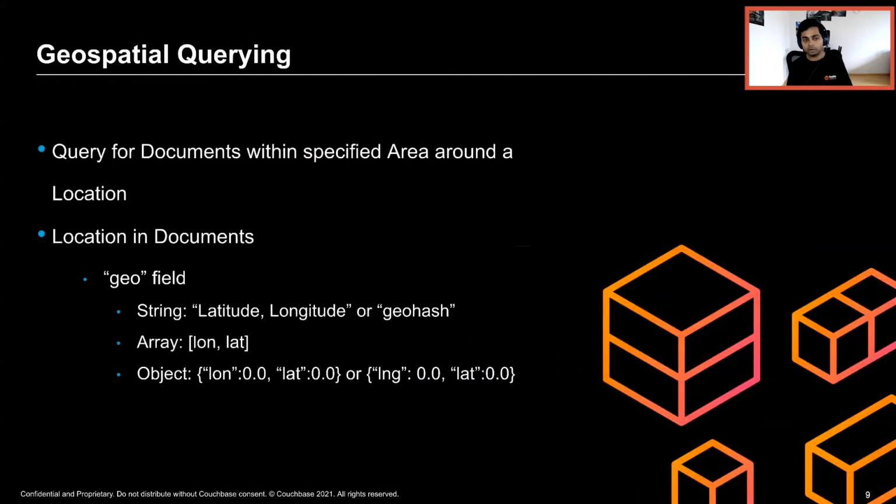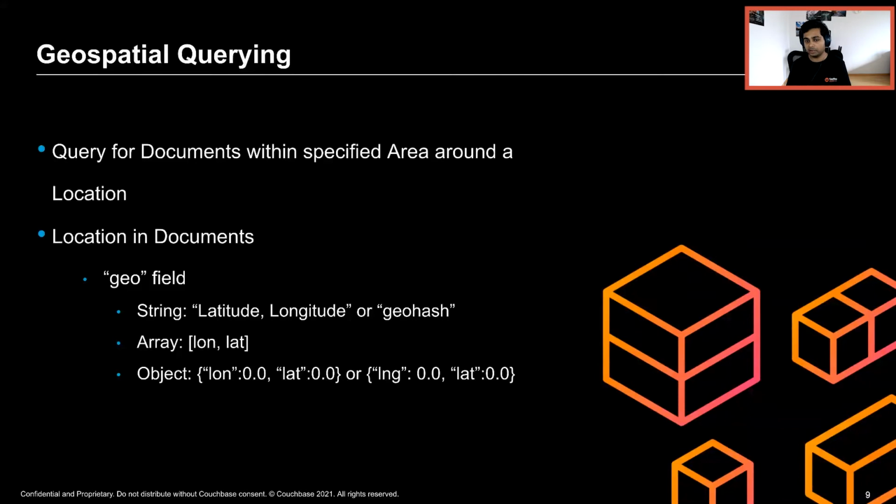Okay, the most important thing in the documents is how you store the location. The way Couchbase does it is, there is a geo field inside your documents which contains the location. And this location can be represented in a variety of different ways: it can be a string with latitude, longitude, or a geohash, which is basically a hash of the latitude and longitude pairs, or it can be an array, in which case you have a longitude followed by a latitude, or it can be an object like lon lat or lng lat.